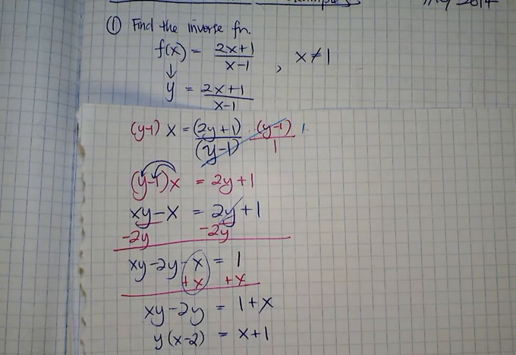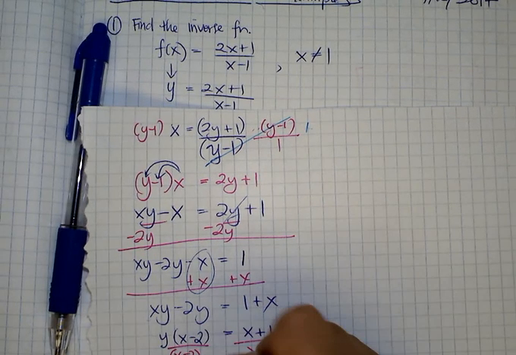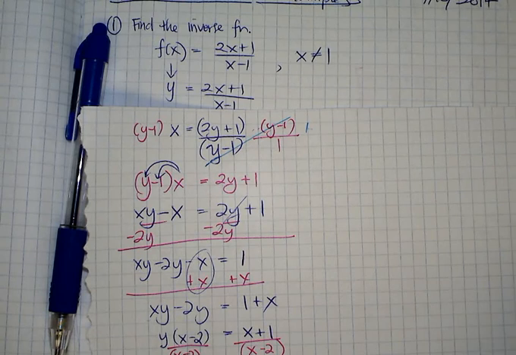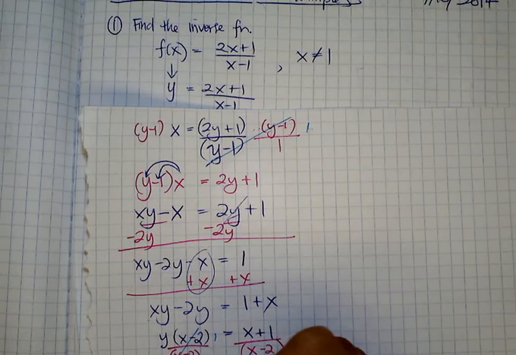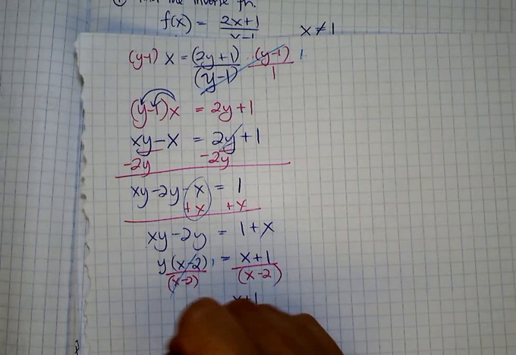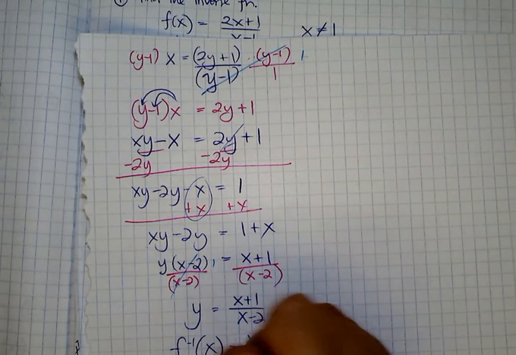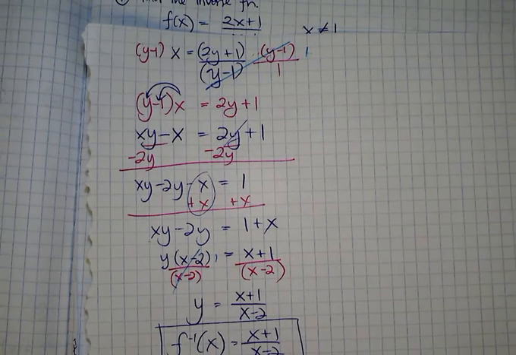Okay, now I'm getting warmer because now y is almost by itself. And to get it away from this x minus 2, what do I need to do? Divide by x minus 2 on both sides. Okay, so x minus 2 divided by x minus 2 becomes 1. So 1y equals x plus 1 over x minus 2. Okay, and that, my friends, is the inverse function. Got me? Now, let's just for fun test it out.